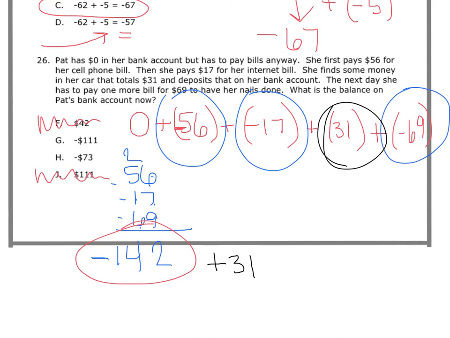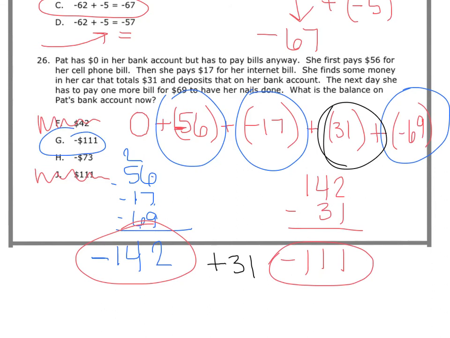Okay, negative 142, and you're going to come up $31. So let's subtract that because your signs are different. We're going to see what the difference is. Okay, so we have more negatives than we do positives, so our answer is negative. And the difference here is $111, so it is G.